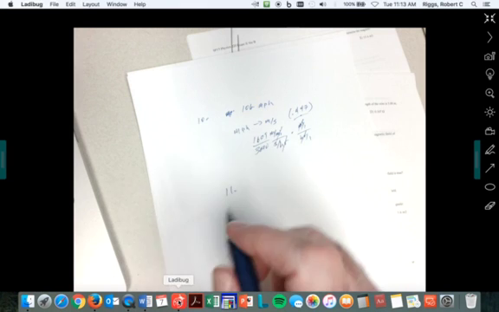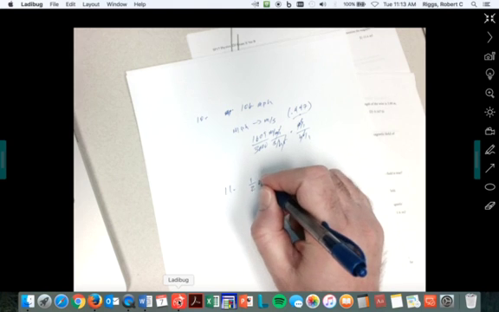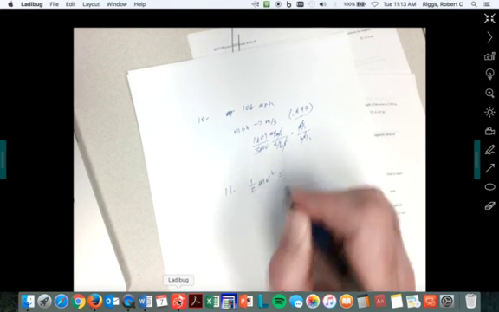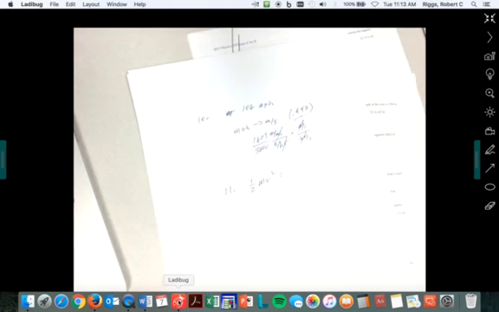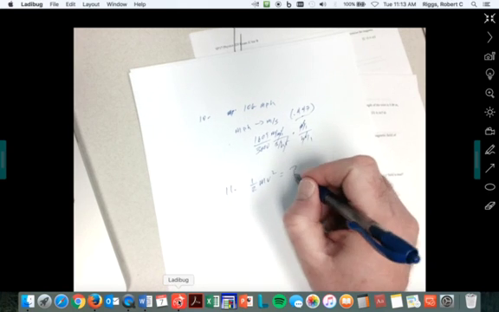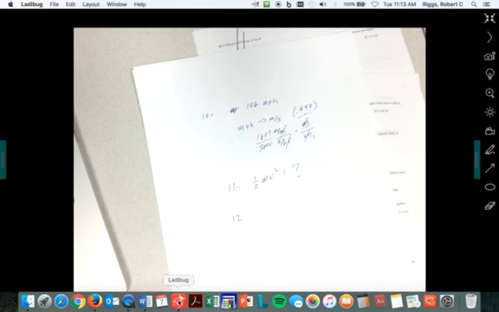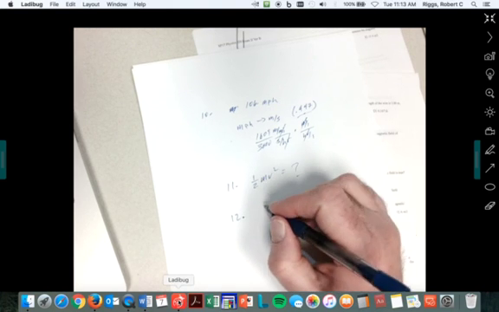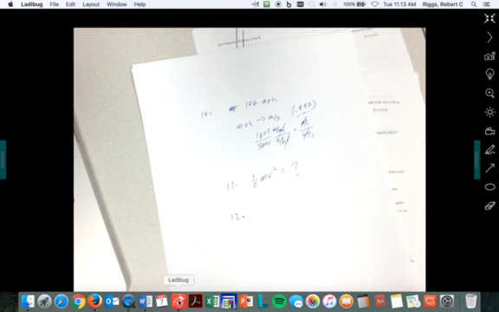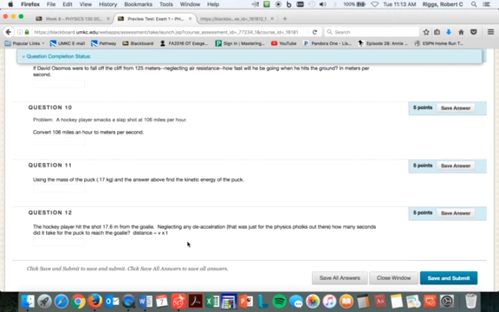So 11, here's what we're talking about. 1/2 mv squared, that's the kinetic energy. You just found v, and you're given m. Then problem 12: if he whacks it that hard, and over the short distance it traveled on the rink, 17.6 meters, we're going to say it didn't decelerate, it didn't slow down. So it kept a constant velocity.